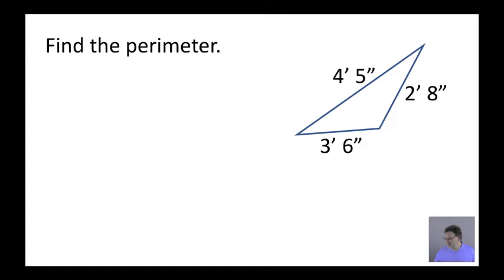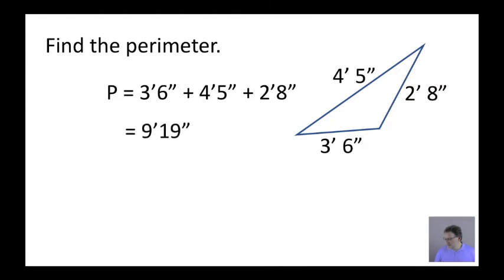We would first of all do that, obviously, in order to get our perimeter. Well, if we add up all the feet, we get 3 feet plus 4 feet plus 2 feet. 3 plus 4 plus 2 is 9. All right, so that's 9 feet. And let's add up all the inches here. 6 plus 5 is 11, plus 8 is 19 inches. So what we have initially is 9 feet, 19 inches.